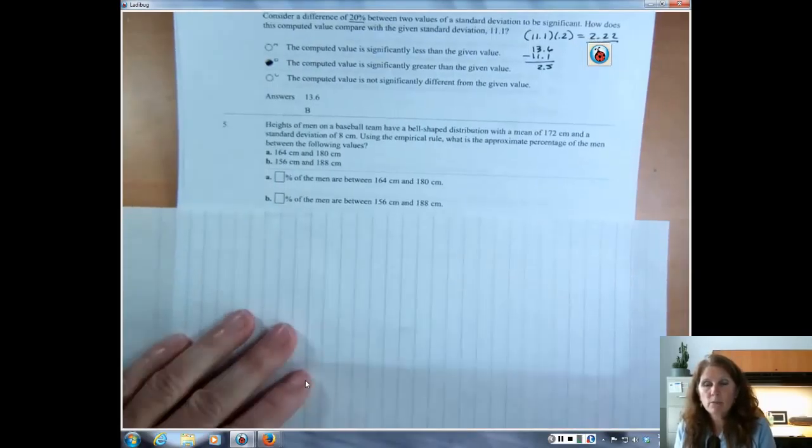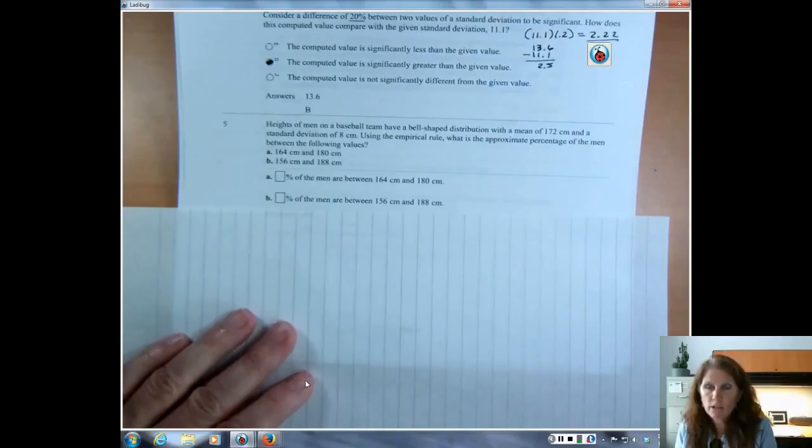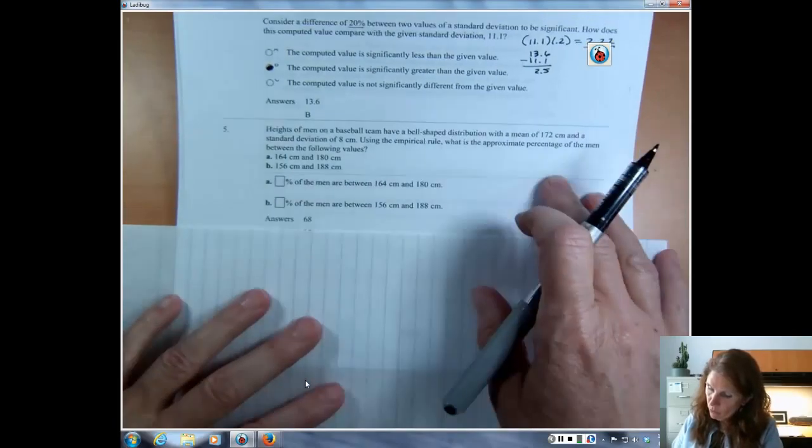All right, number 5. Heights of men on a basketball team have a bell-shaped distribution with a mean of 172 and a standard deviation of 8. Using the empirical rule, what is the approximate percentage of the men between the values of 164 and 180 centimeters? Empirical rule tells us this stuff.